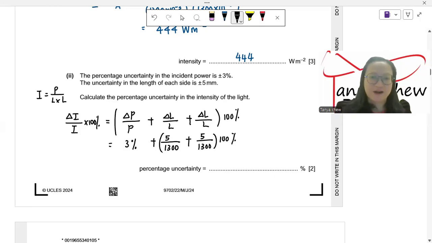So, right? Some of the students ask, do I need to convert that millimeter to meter first for the uncertainty of the length? I would say don't have to waste your time because fractional uncertainty has no unit. Yeah, just ignore the unit, whatever unit. Right, so therefore I got 3.8% here. This is 3.8%.